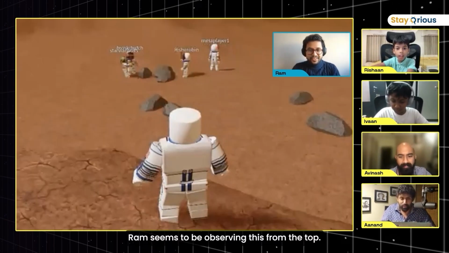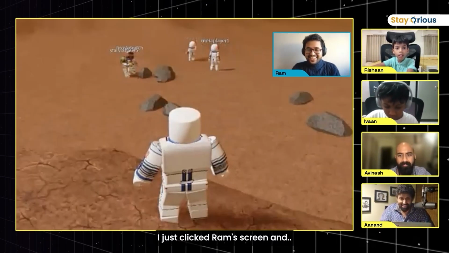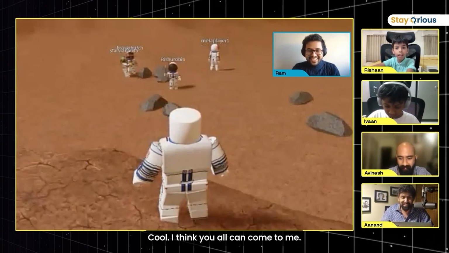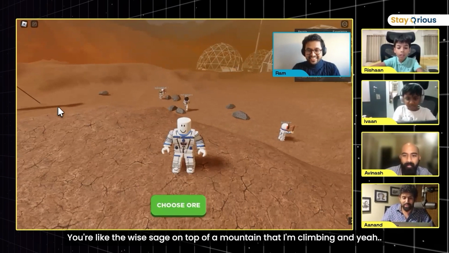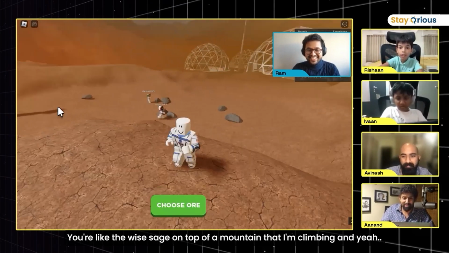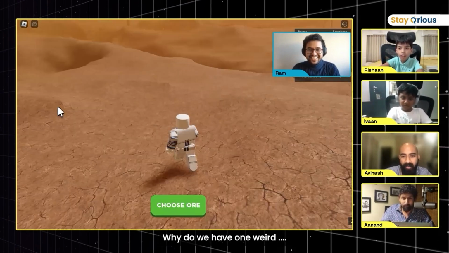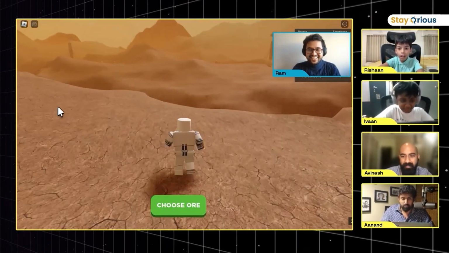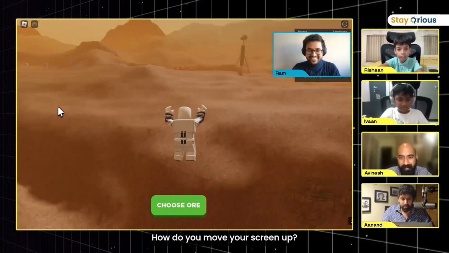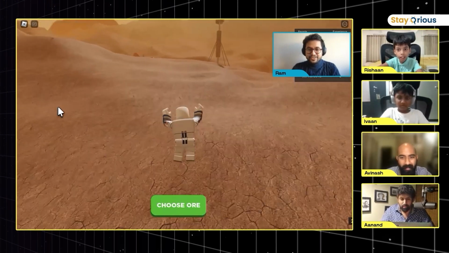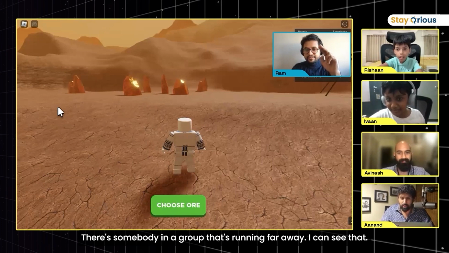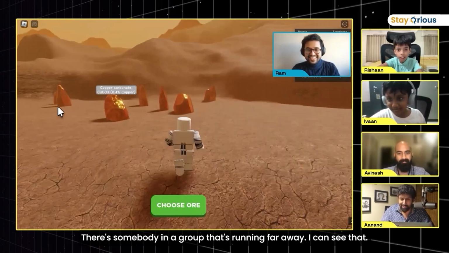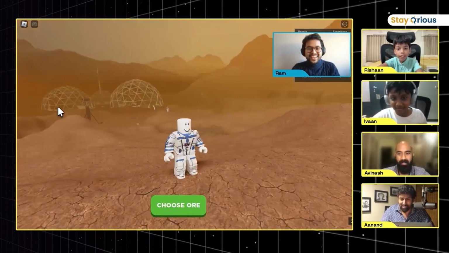Wow, okay. Ram seems to be observing us from the top. I just looked at Ram's screen right now. He's like, cool, you all can come to me, I'll take you around to a different side. You're like the vice stage on top of a mountain that I'm climbing. Why do we have one weird green riding hood next to us? How do you move your screen up? On a MacBook, you can left click. Okay, there's somebody in our group that's running far away. I can see that. He's gone. Yeah, we've lost him.